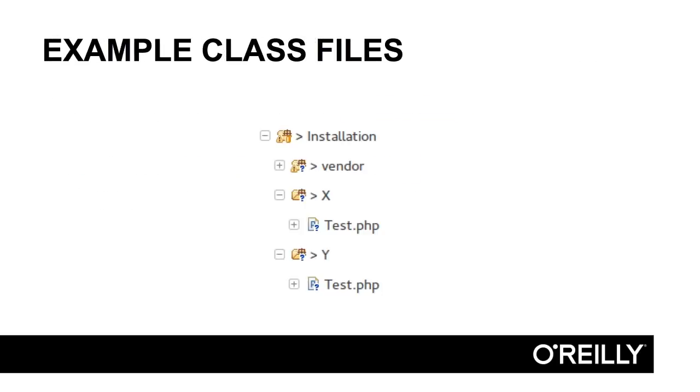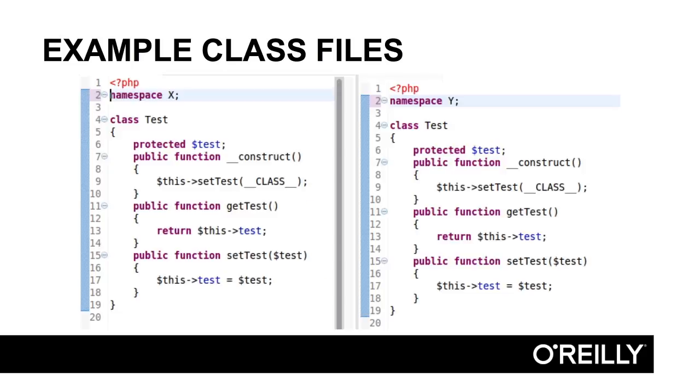Let's take a simple example. We've got a folder installation, a subfolder X with a file test.php, another folder Y with a file test.php. They both do essentially the same thing, but the key is that the class test under X will return X\test as an argument. They have the same class name. The difference is that one class is under the namespace X, the other class is under the namespace Y. And of course, when getTest is invoked, this will return X\test, whereas this one will return Y\test.